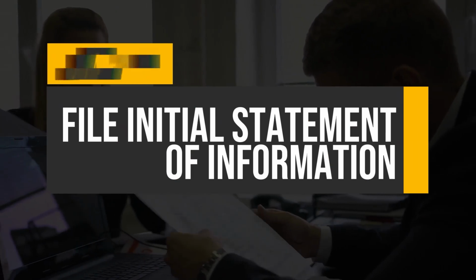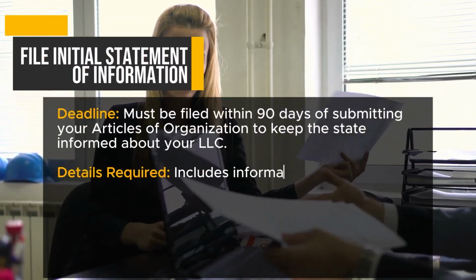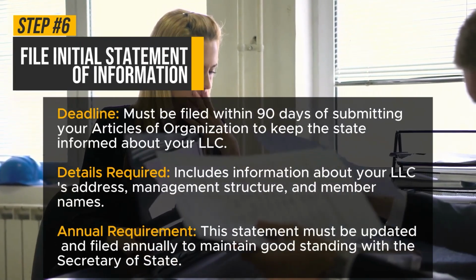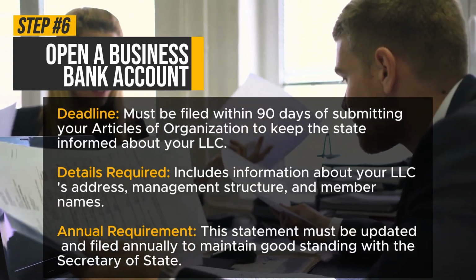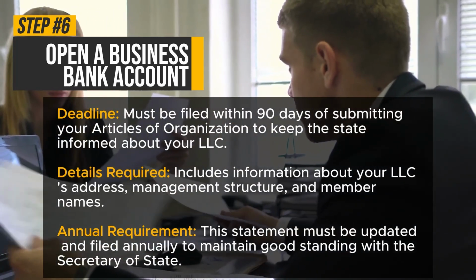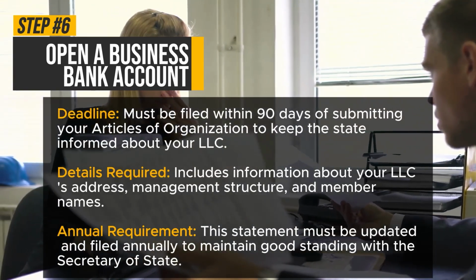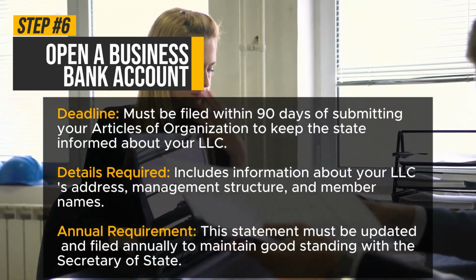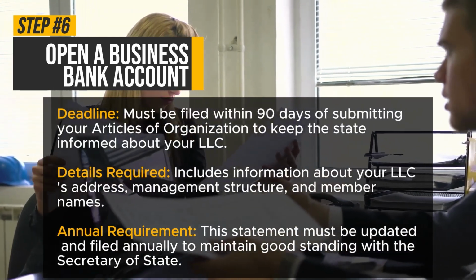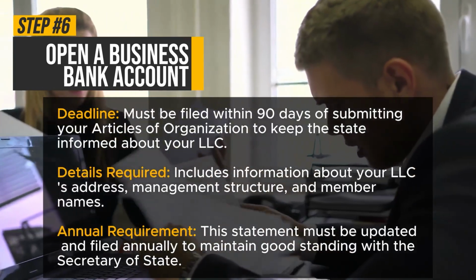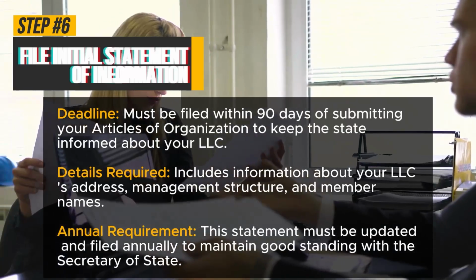File initial statement of information. After forming your LLC, California requires you to file an initial statement of information within 90 days of filing your articles of organization. This form updates the state on key details about your LLC, including its address, management structure, and names of members or managers. The filing fee is $20, and this statement must be filed annually thereafter to keep your information current with the Secretary of State. Keeping this information updated is crucial to maintaining good standing for your LLC.